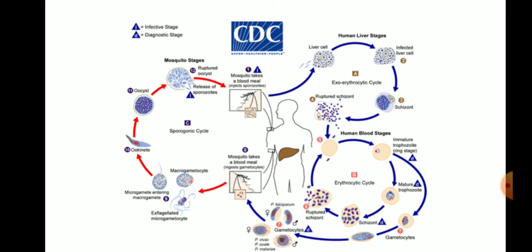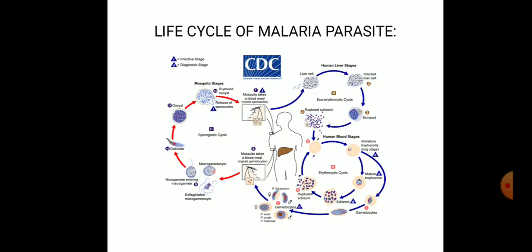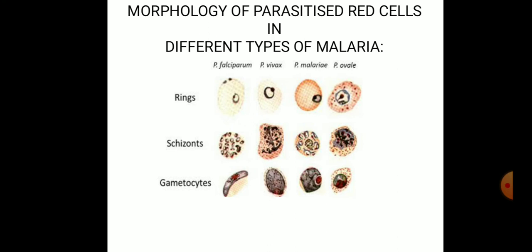After this begins the erythrocytic stage when the merozoites enter the red blood cells. Merozoites develop to form immature trophozoites which develop to form mature trophozoites and form schizonts. Immature trophozoites can sometimes develop into gametocytes which are taken up by the mosquito and the cycle repeats.